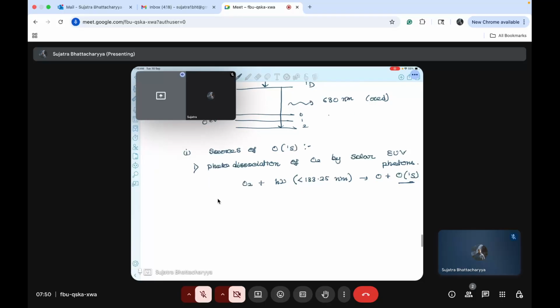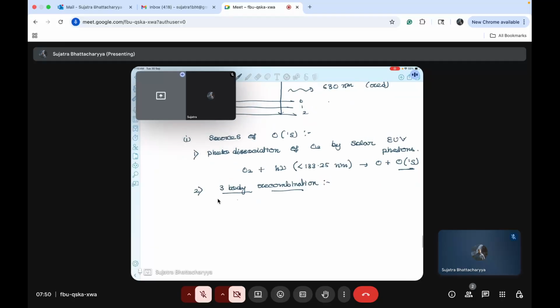The second one of the sources is the three body recombination. These are some reactions you just have to see. So 3P state oxygen collides with any other molecule, M, to conserve momentum and energy. This O2 again combines with 3P oxygen to give you O2 plus this O1s state.